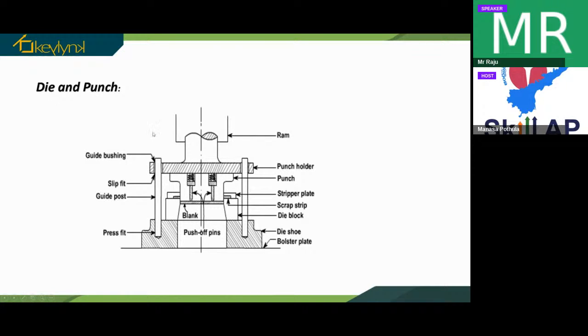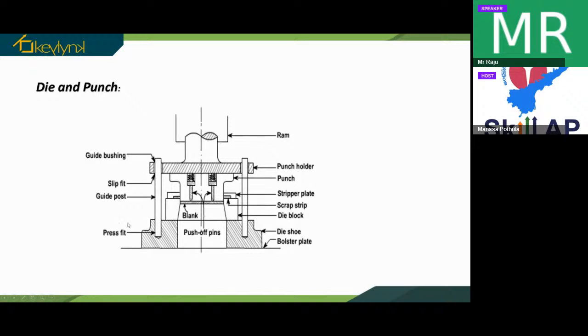So the die will be the female part. It will have a structure that the whole blank will fit inside it. And what is a punch? The punch is nothing but the ram. It's the male part of the arrangement. So the pressure or force will be applied on the ram, and the ram will move up and down.